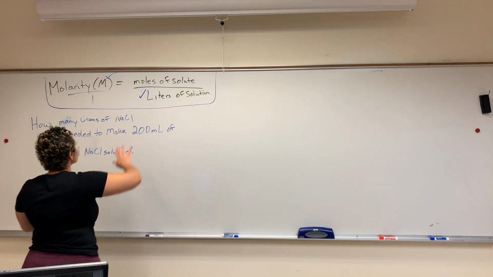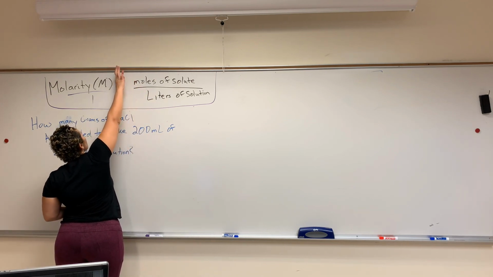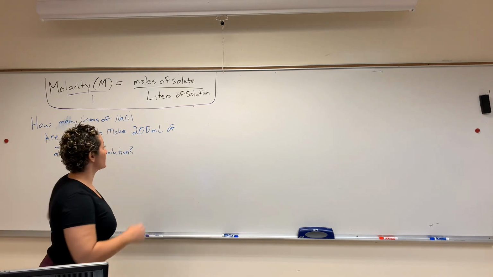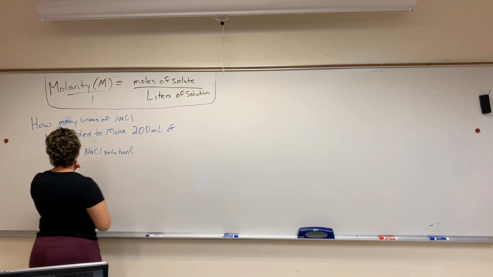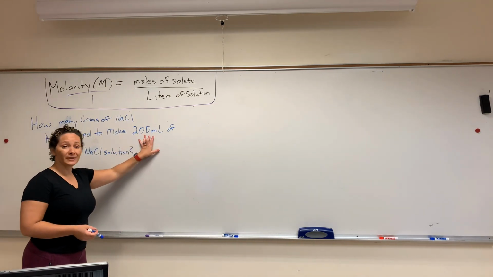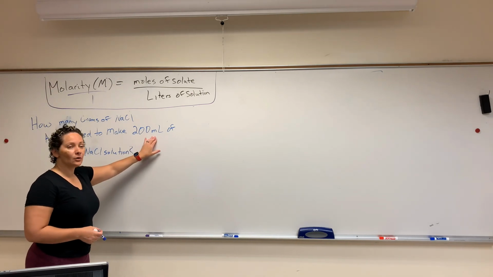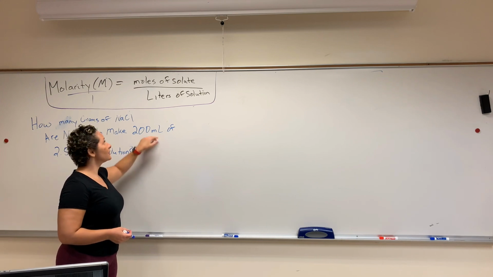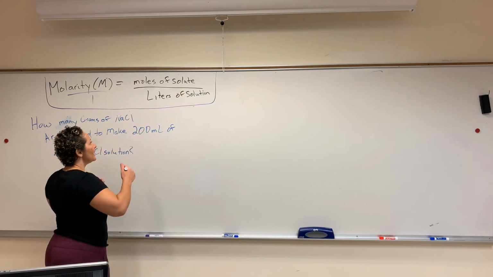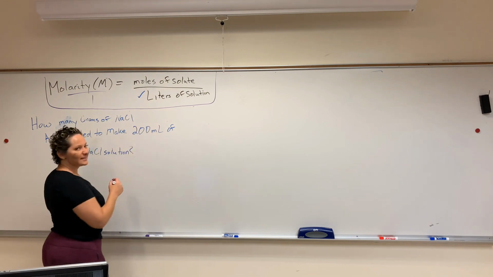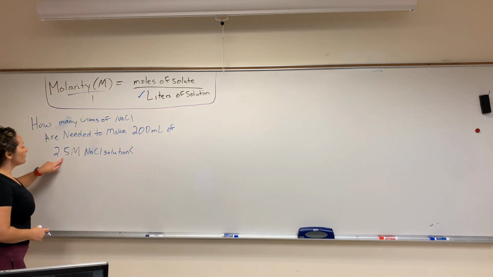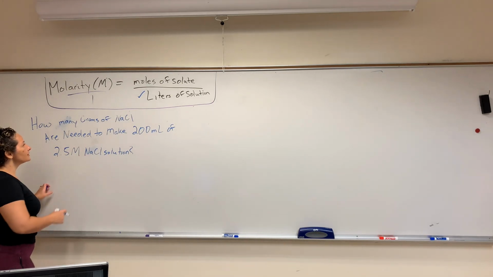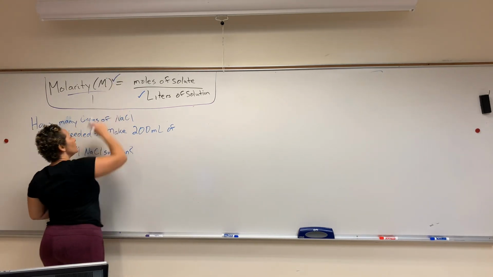So the first thing is, let me get those check marks out of the way. We have to identify what we know and what we are looking for. What do we know? We know it's 200 milliliters. I don't know liters, but because I know milliliters, I can convert milliliters into liters. So I'm going to check it and say, yeah, I know that. Molarity, 2.5 molar sodium chloride solution. So yeah, check, I know that.